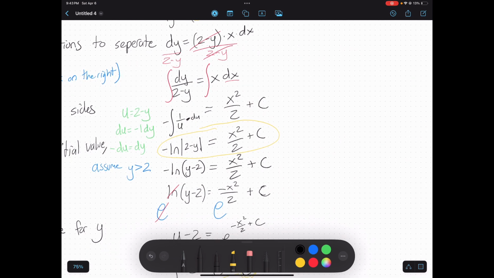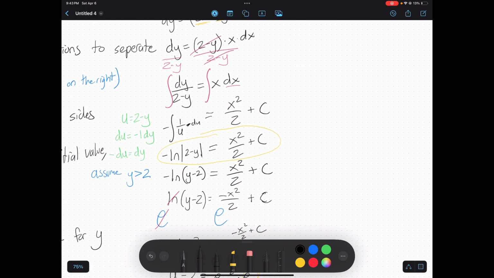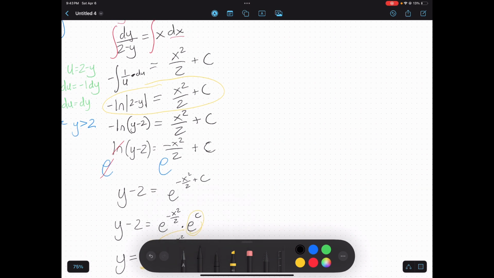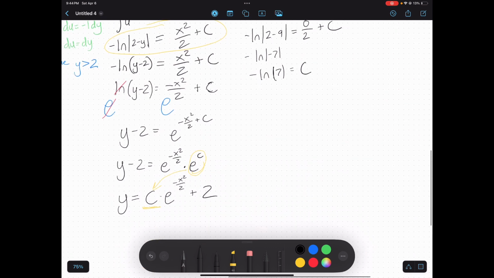Okay. Notice, remember my assumption that y was greater than 2. Is y greater than 2? Yep. So we're good to go. Okay. I get the natural log of 2 minus 9 equals, and then plugging 0 in for x. Okay. What do I get? I get negative natural log of negative 7, but what does the absolute value do? The absolute value makes that a positive 7 equals 0 squared over 2 is just 0, so I get C. Aha, it turns out C is negative natural log of 7.